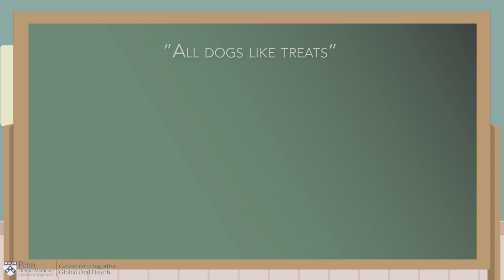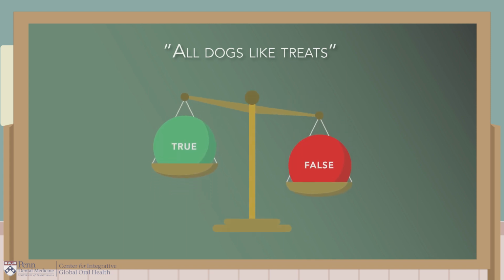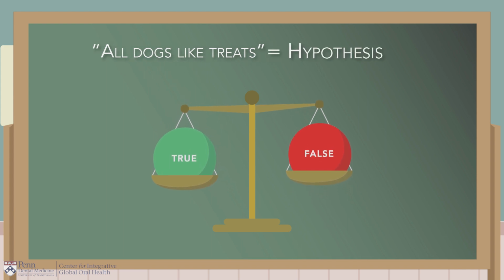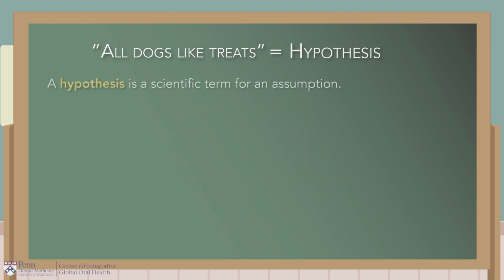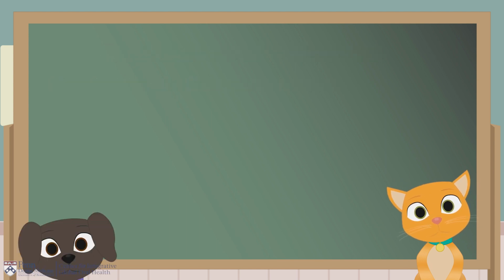Sure, you made a statement: all dogs like treats. If we want to examine the veracity of your statement, we start by calling this statement a hypothesis, which is a scientific term for an assumption. Okay, so how are you going to prove that my hypothesis is correct or incorrect?